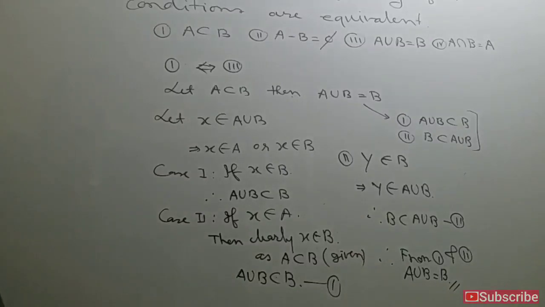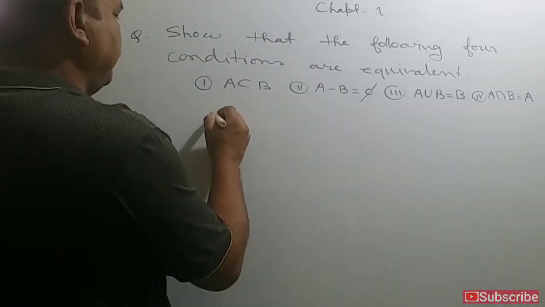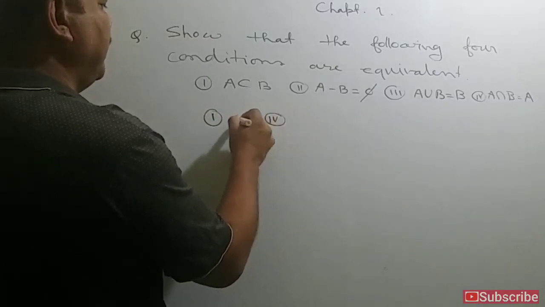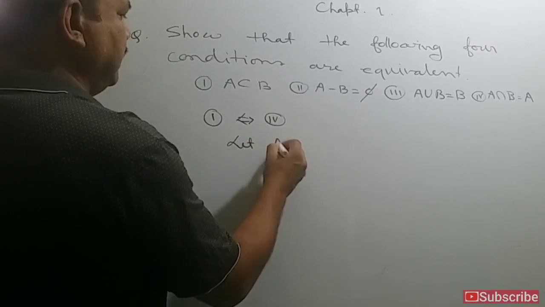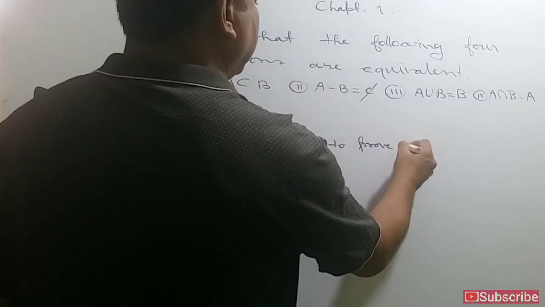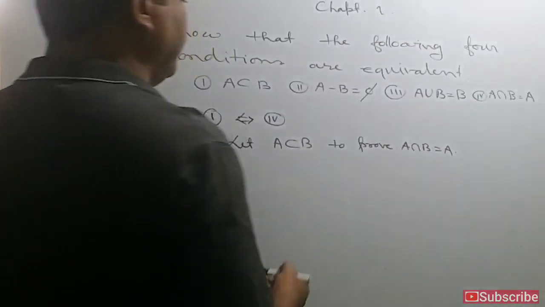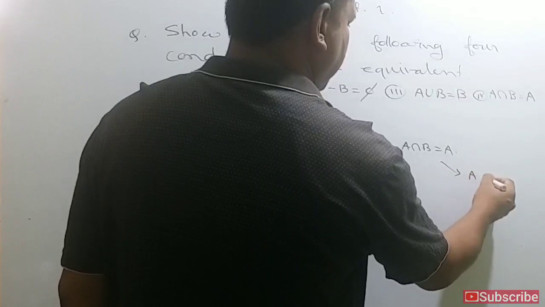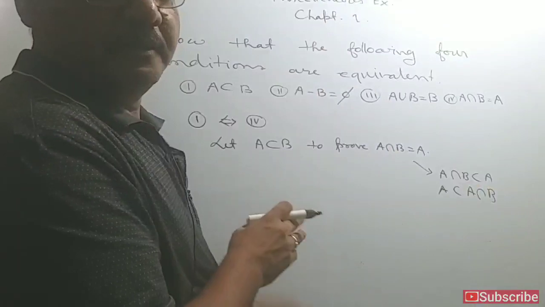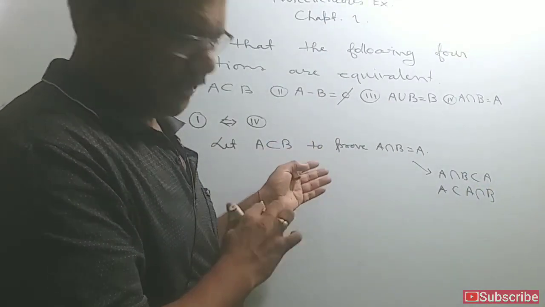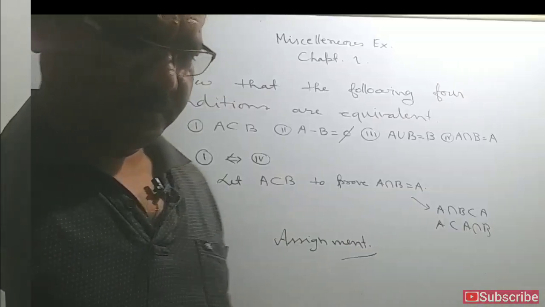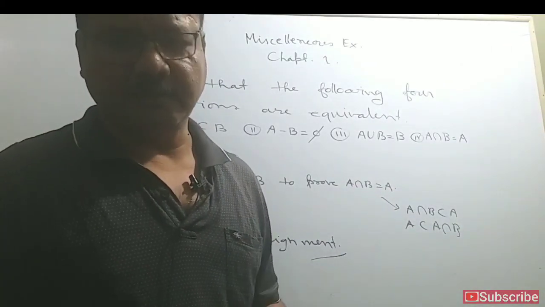Got it? Now come to the last point. We'll prove 1 implies 4 and 4 implies 1. Let first A be a subset of B. To prove what? A intersection B is equal to A. So there again we have to prove A intersection B is a subset of A, and A is a subset of A intersection B. The next part you will finish by yourself. I am leaving this as a home assignment. If you can't do it, then surely I will do it.